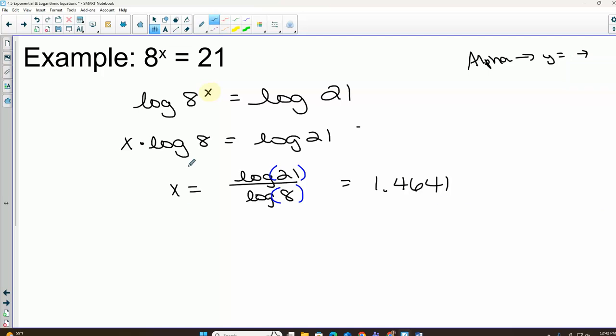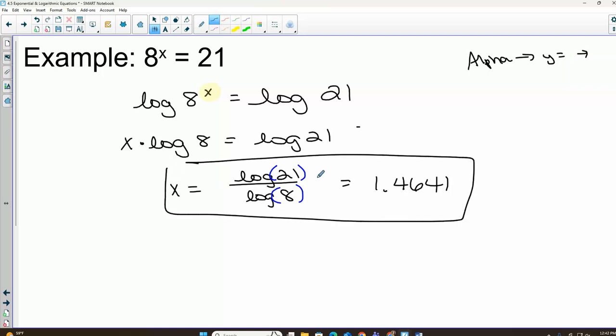Can I check these? Yeah, if I type in 8 to the 1.4641 power, is it going to give me 21 exactly? No, because I rounded. However, it should be very close. And if I type it in, I get 20.9997, so I can check my work that way.